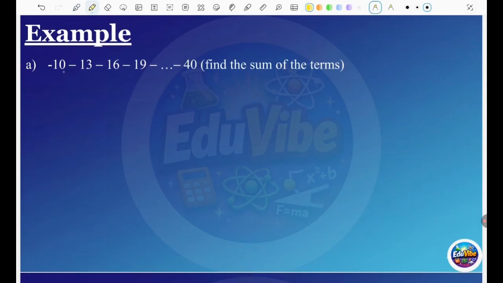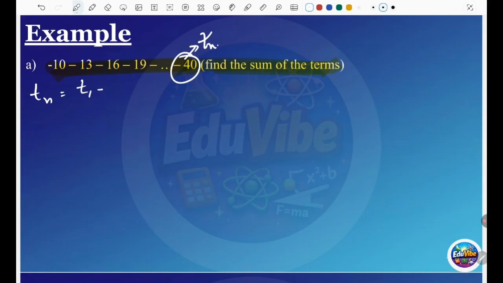Next we have this arithmetic series, and you have to find the sum of its terms. How can you find it? You need the sum of the terms, but you don't know how many terms there are. But the last term, Tn, is given. I told you in the previous lesson that the last term denotes Tn. So Tn is given, and you use the formula Tn equals T1 plus (n minus 1) d.